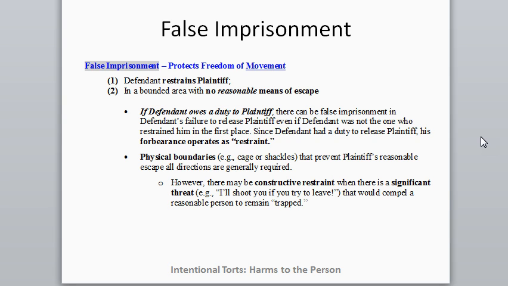So if I am in a high school gymnasium and some gym teacher decides he wants to trap me, and I'm in there, he locks all the doors, he can't claim that I wasn't actually trapped because if I had climbed up to the ceiling, I could have unlatched some door in the roof to get out. But I mean, that's ridiculous. That's unreasonable. There has to be no reasonable means of escape. So even if there's technically a way out, unless an ordinary person could have used that means of escape, you're trapped.